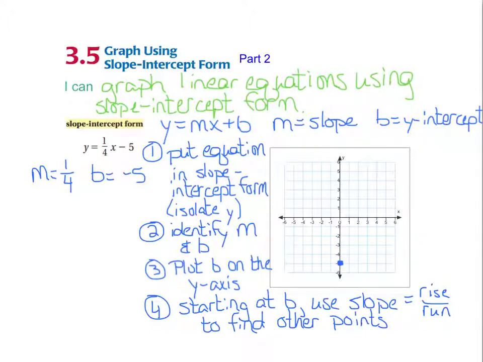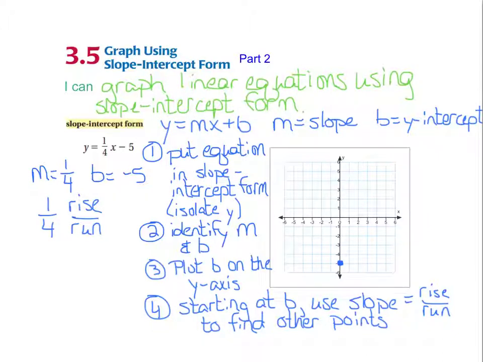Okay, so let's look at my slope here. My slope is 1/4. And we've said that one way to look at slope is that it is a line's rise compared to its run. So the top number is the rise, the bottom number is the run. Rise is the vertical change, that's the change in y. Run is the horizontal change, that's the change in x.